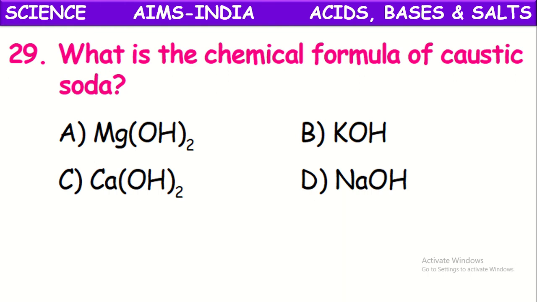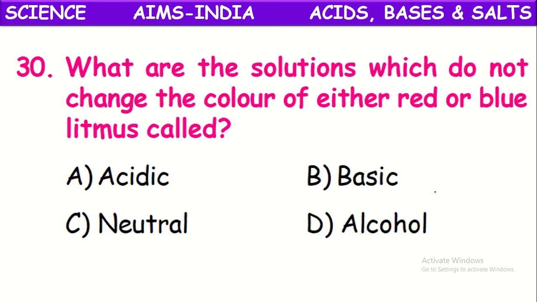What is the chemical formula of caustic soda? Caustic soda is sodium hydroxide, NaOH. It is the formula of caustic soda. Caustic potash we have seen in the earlier question, KOH. Caustic soda means NaOH. Okay.